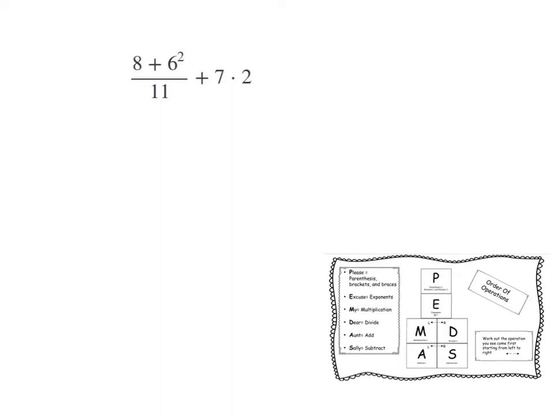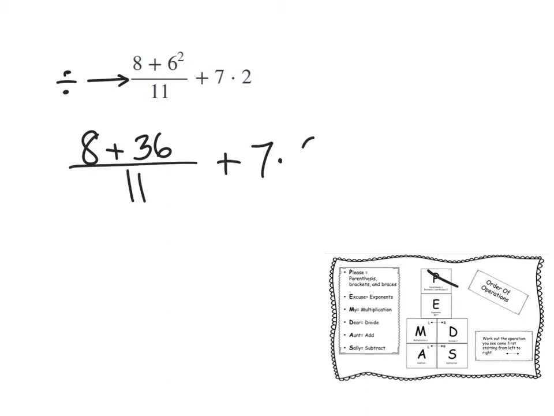All right, here's a tricky one. Remember, this line means division. So this straight line, we are going to look at that as the operation of division. So we're going to work first with our exponents. We do not have parentheses. So I'm going to say 8 plus 6 to the second power is going to be 36. This is being divided by 11 plus 7 times 2.